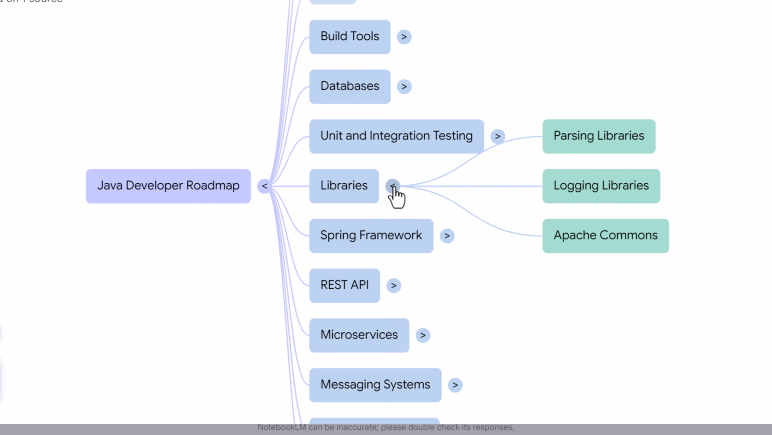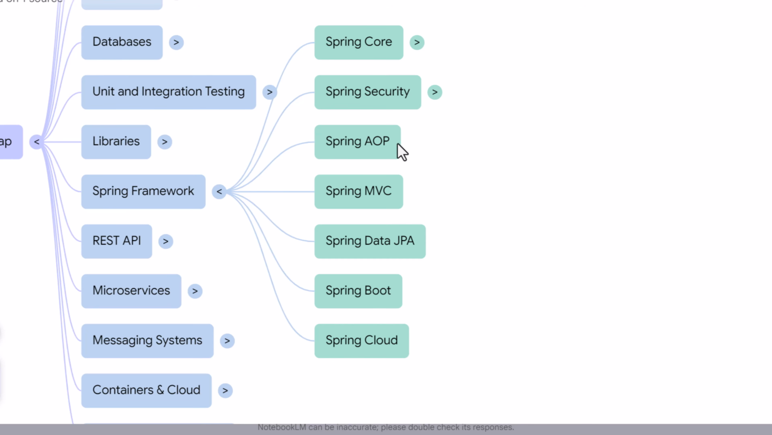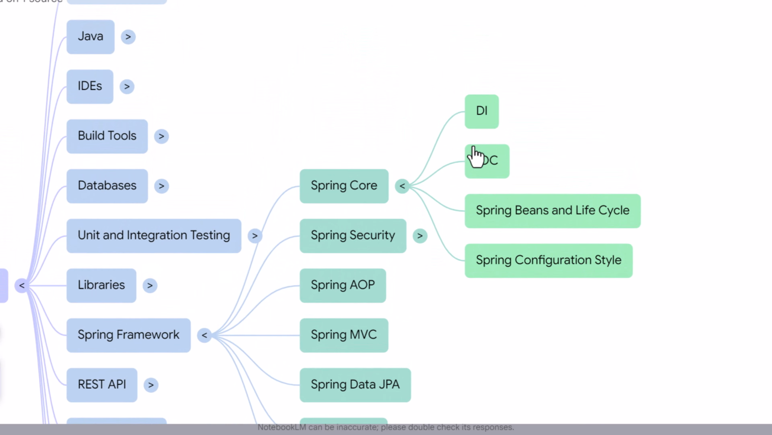Next, Spring Framework, the heart of Java Backend Development. You start with Spring Core, learning dependency injection, inversion of control, and the Spring Bean lifecycle. These concepts allow you to build flexible and maintainable applications.